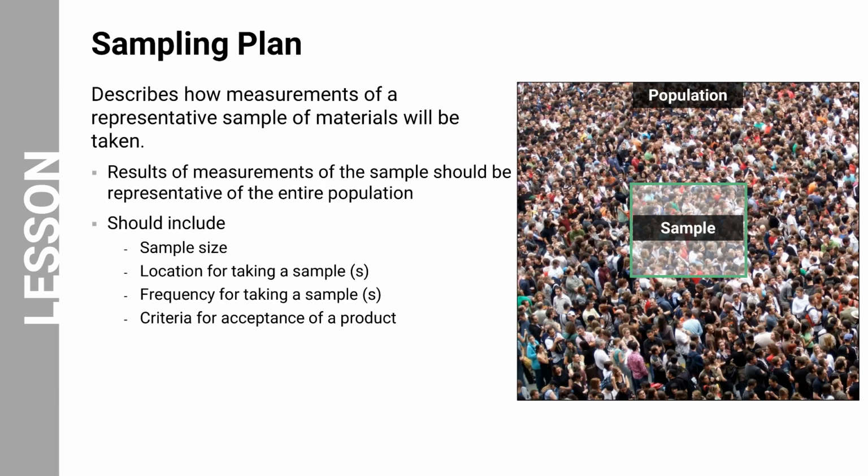Usually, the sampling process involves statistical analysis of historical data on the production processes. Sampling plans should include a description of the needed sample size, the location from which samples should be taken, the frequency for taking samples, and the criteria for acceptance in a sample.